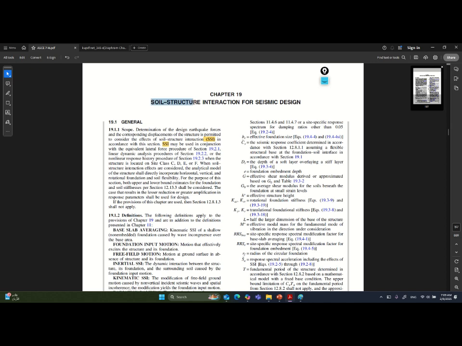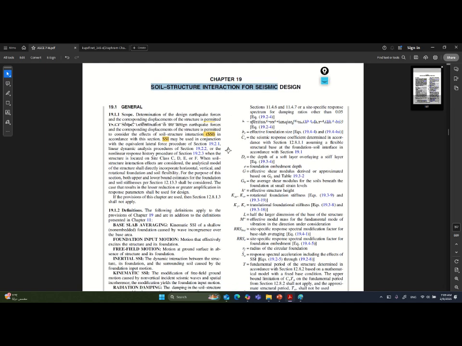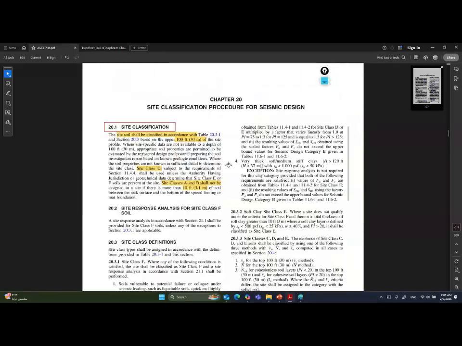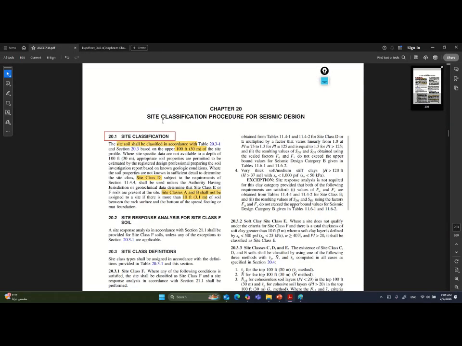Chapter 19 is the soil structure interaction for seismic design, the SSI and so on. Because if he mentions something related to it, at least you know where to locate it and find it. So I will go to chapter 20 because it is the site class classification.